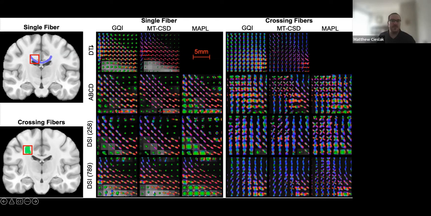So for DTI, this was that single shell scheme. So for multi-tissue CSD, that's done with 3 tissue. The rest of the multi-tissue CSDs are done with standard MRTrix 3.